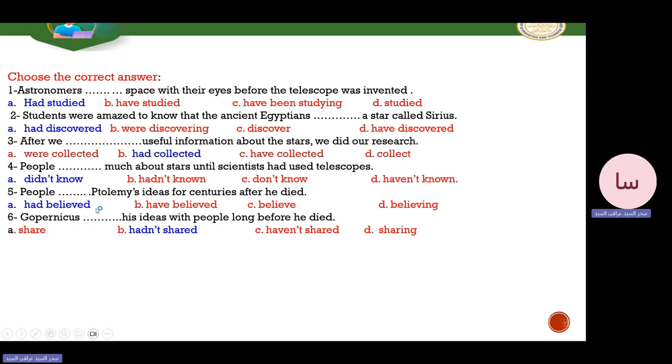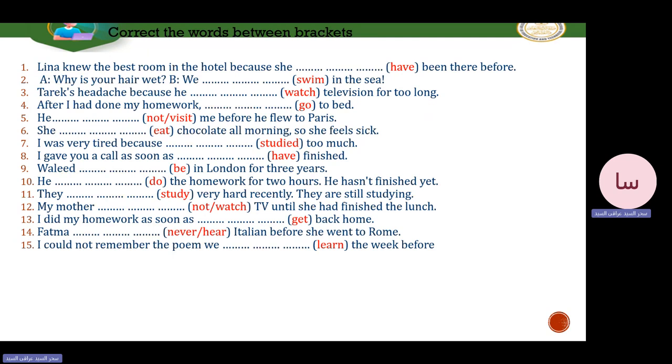People had believed Ptolemy's ideas for centuries after he died. Copernicus, his ideas with people long before he died, hadn't shared. Copernicus hadn't shared his ideas. The last exercise. Lena knew the best room in the hotel because she have been there before.